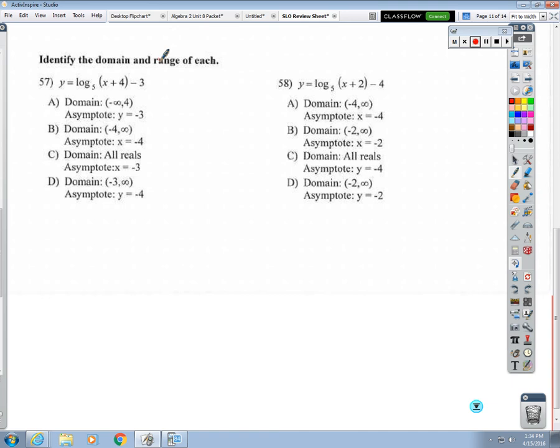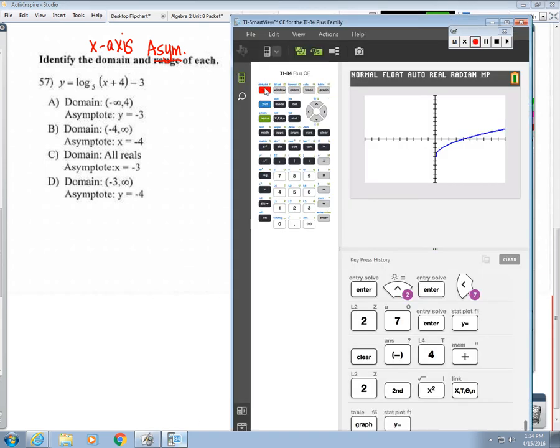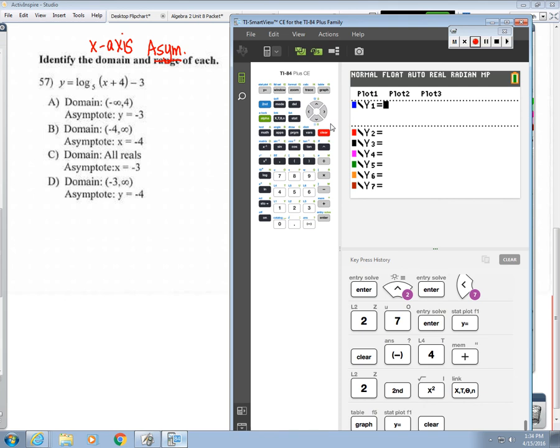Identify the domain, and that shouldn't say range, it should say asymptote. Okay, identify the domain and the asymptote of each. Well, when you hear the word domain, you should think of what? X. X-axis. Okay, so what would help us here? To graph it, we need a visual. So let's graph it. Y equals, now we probably need to review how to type something like this in. Does anybody remember how to get to log base?